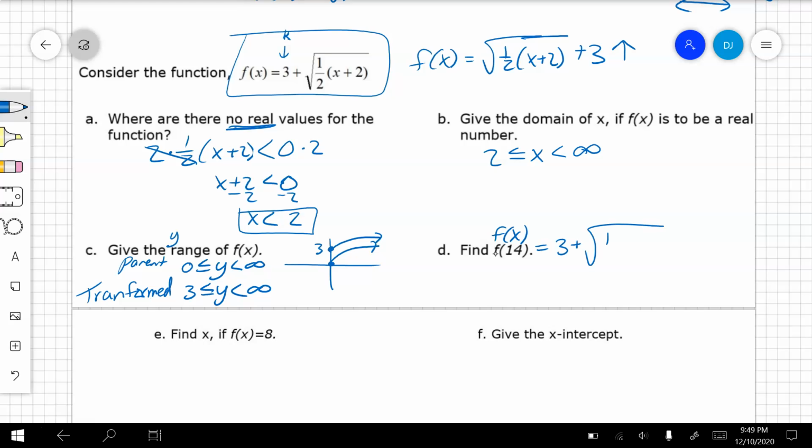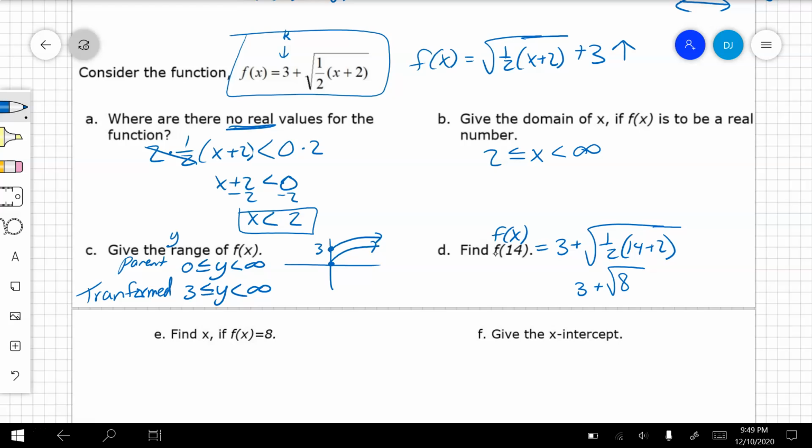3 plus the square root of 1/2, 14 plus 2. Okay, so 14 plus 2, that's going to give me 16. 16 divided by 2 is going to give me 8. The square root of 8 is a decimal. So I'm going to go ahead and take that decimal, square root of 8 plus 3. And that's going to give me 5.82.